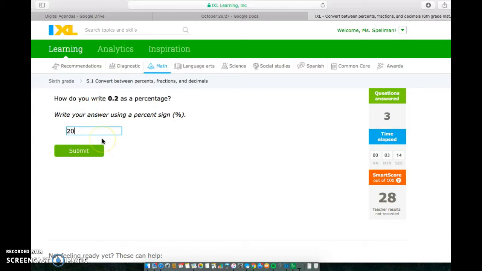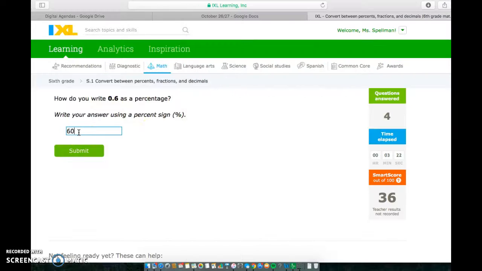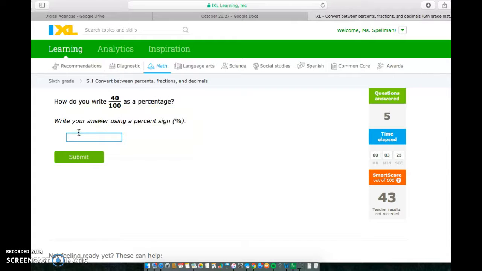20%. How do you write 0.6 as a percentage? That would be the exact same thing that we just did. That's 60%. How do you write 40 out of 100 as a percentage? We know that once it's out of 100, we just take our numerator, 40.